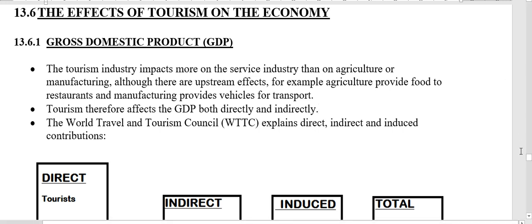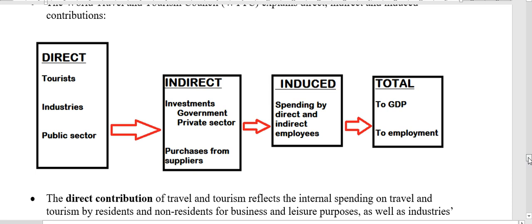All right, so when we look at the direct and the indirect and induced contribution that is made by tourism to the GDP, the direct impact would be by the tourist itself, the tourist industries, the public sector, everybody that is directly involved in tourism. Okay, your indirect effect will come from investments that are made by the government or the private sector, as well as purchases from suppliers. Okay, I'm going to explain this in more detail just now. All right. And then the induced benefits to the GDP is spending by direct and indirect employees.